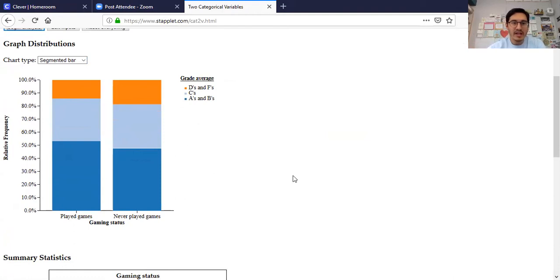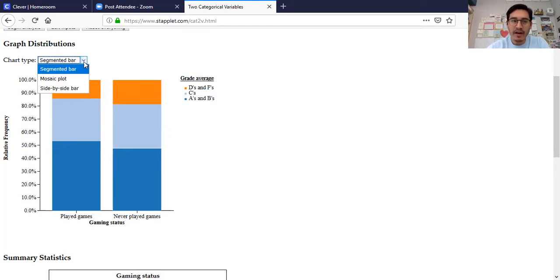And again, you can see that the differences are slight, okay? So boys who played games had a slightly higher percentage of A's and B's, 53 versus 47 or 48, okay? The percentages were more or less the same as far as boys getting grades of C. It was 32.6 to 33.6, not a huge difference. And then it was 14% to 18% for D's and F's, okay? So not a whole lot of differences going on here.